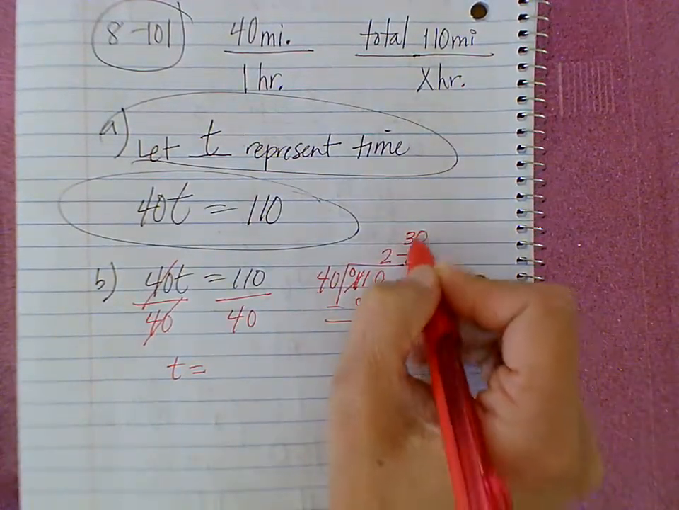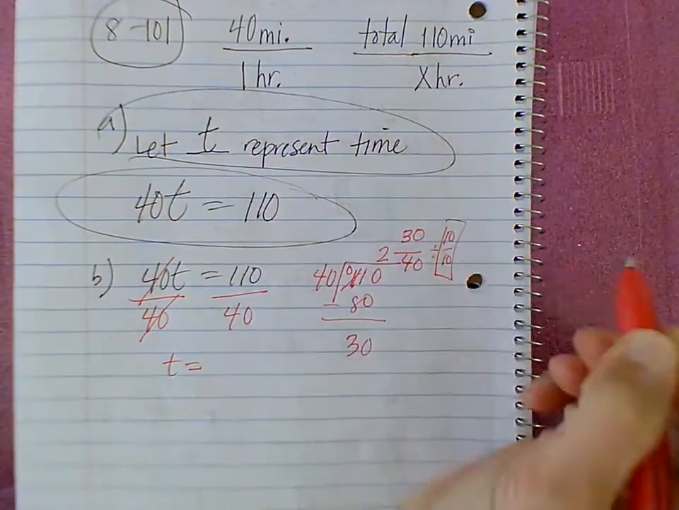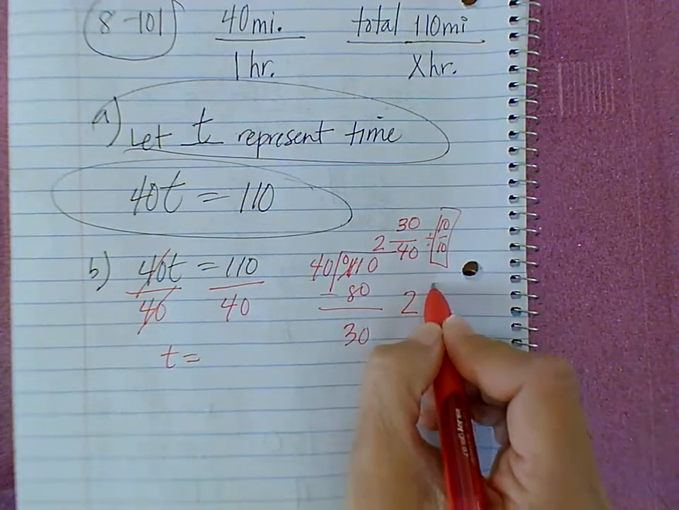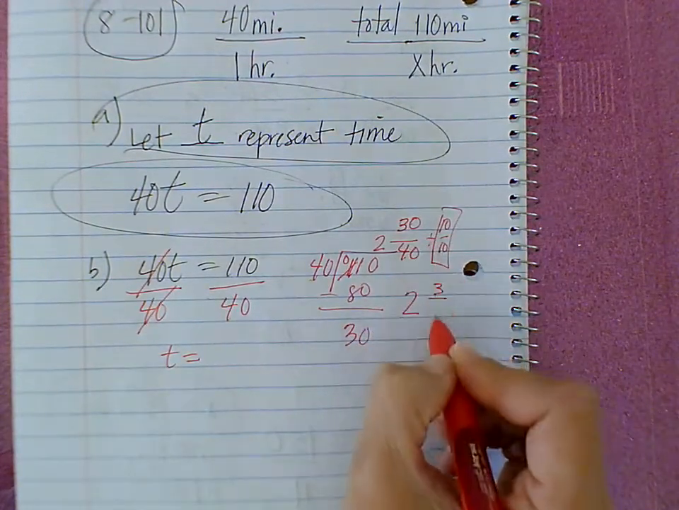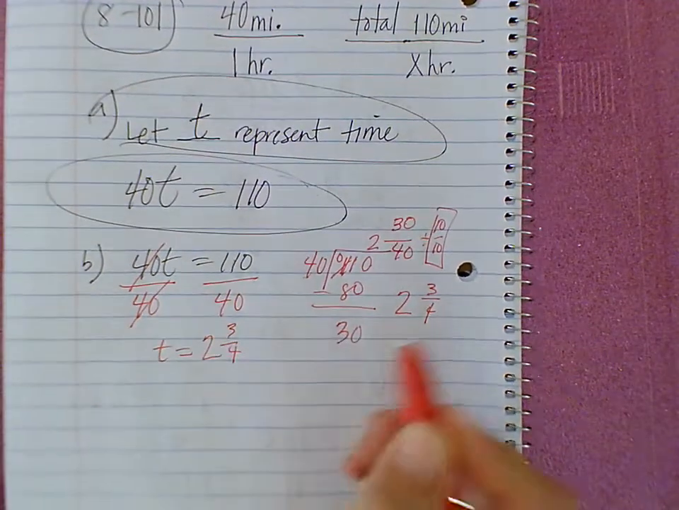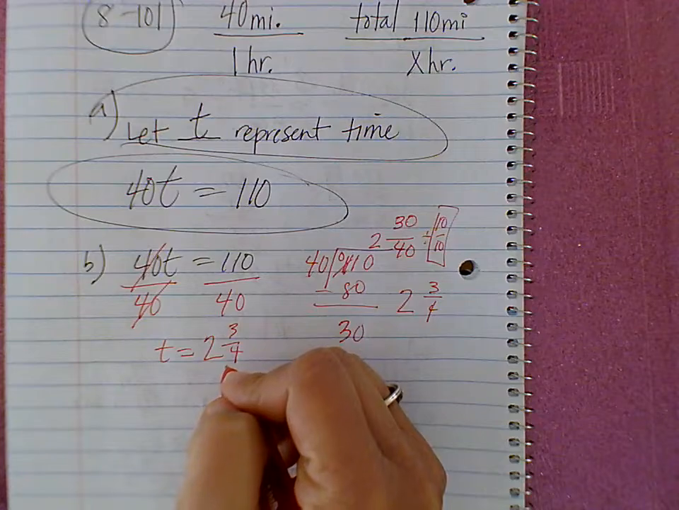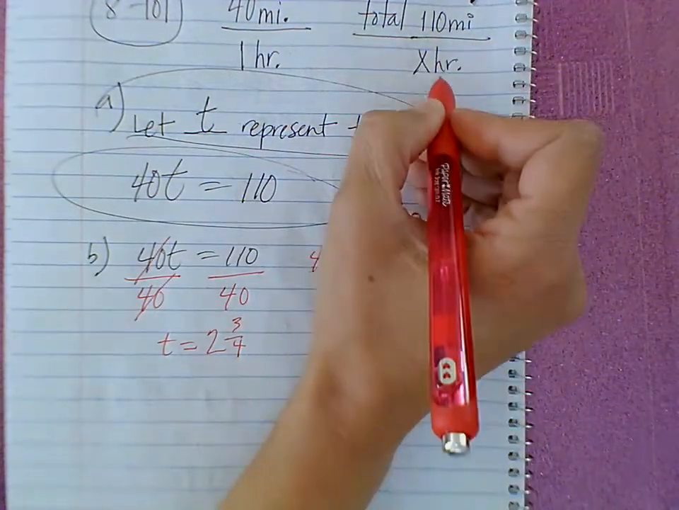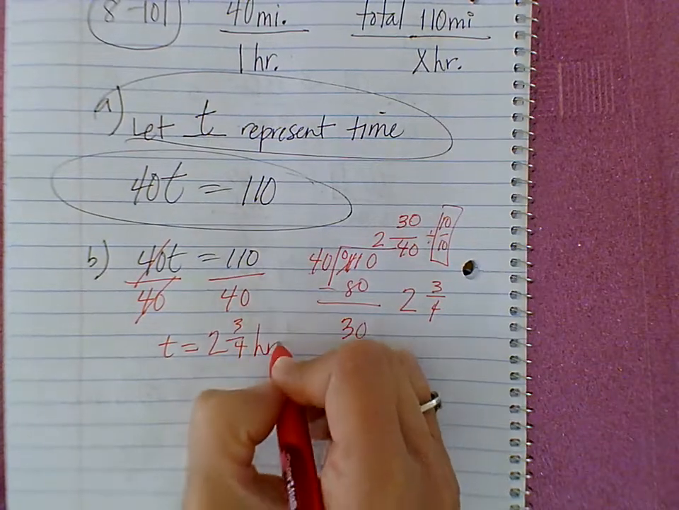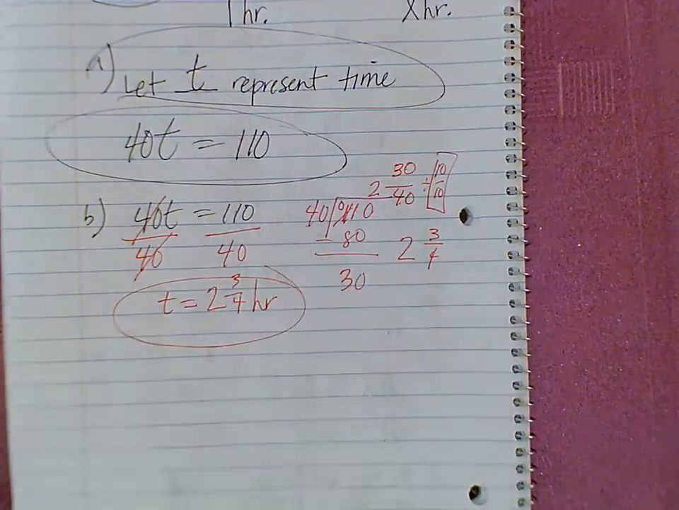That can be reduced. Divide by 10 over 10, a giant one. So 2 and 30 divided by 10 is 3, and 40 divided by 10 is 4. You can really just take the zeros off of them. That's what dividing by 10 does: it takes away a place value. So this is time, and our time was in hours. So 2 3/4 of an hour. That is our answer.